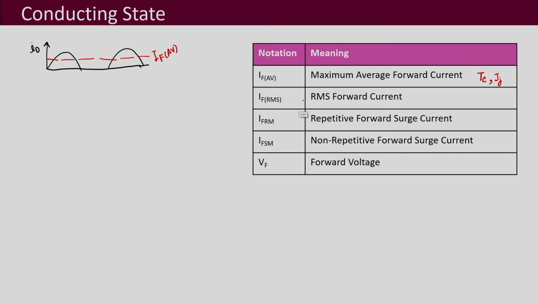And then there are also specifications given for your RMS forward current. RMS forward current is usually associated with the thermal heating of the diode, so it mostly represents your physical limit. And then the repetitive forward surge current IFRM specifications are also given sometimes in the data sheets.